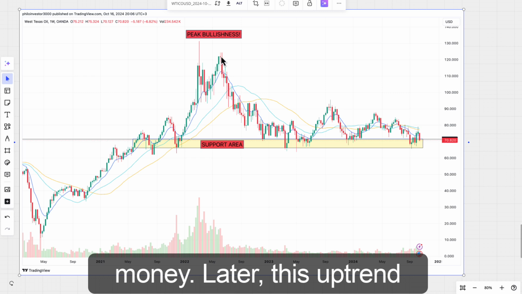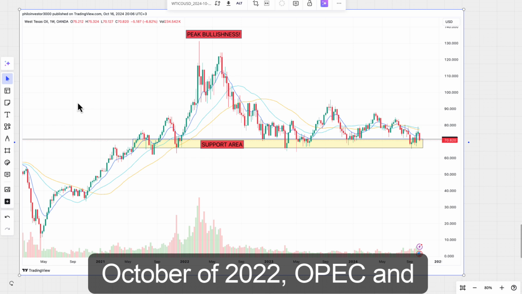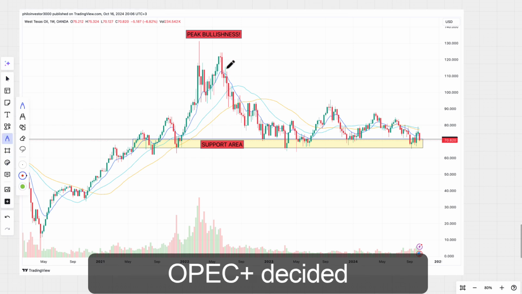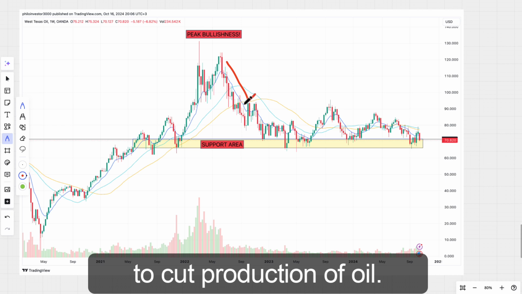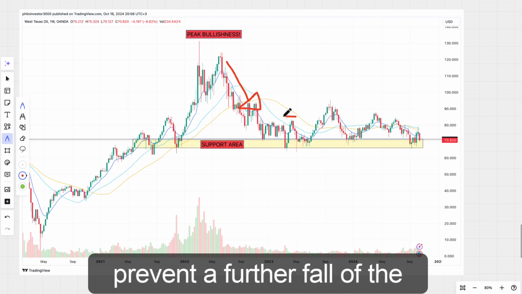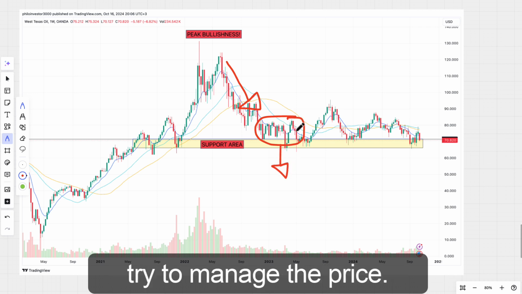Later, this uptrend started to fade, and around October of 2022, OPEC and OPEC Plus decided to cut production of oil. Apparently, they wanted to prevent a further fall of the oil price. So they said, we're going to cut production and try to manage the price.